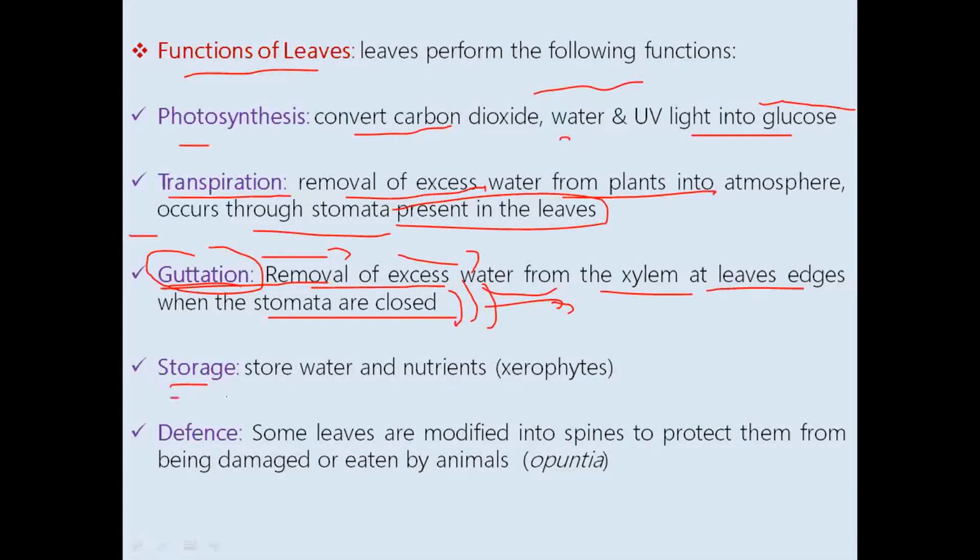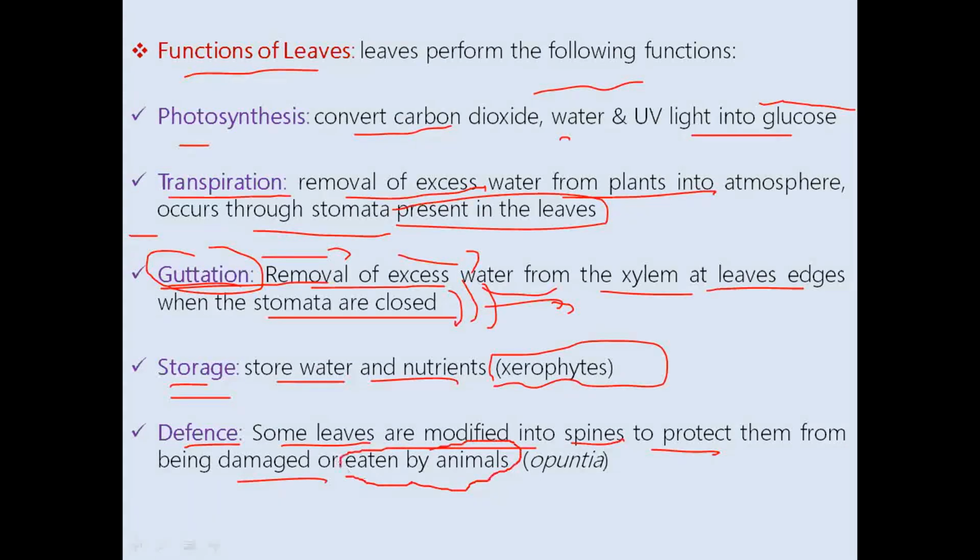Next one is storage. Leaves also store water and nutrients. It is found in xerophytes. Also, defense. Some leaves are modified into spines and it protects them from damage or from being eaten by herbivores. For example, found in Opuntia. So these are all about leaf structure, modifications, and functions.